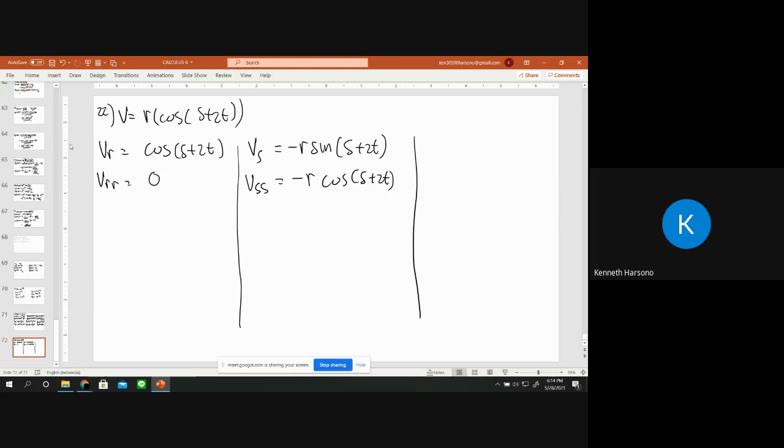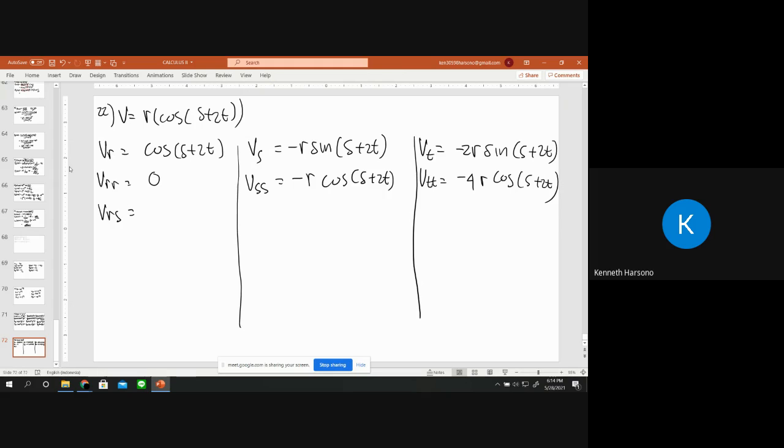And V_t here is minus 2r sin(s plus 2t). This 2 is from the chain rule for the t, right? And V_tt is minus 4r cos(s plus 2t). And derive the other one, V_rs.